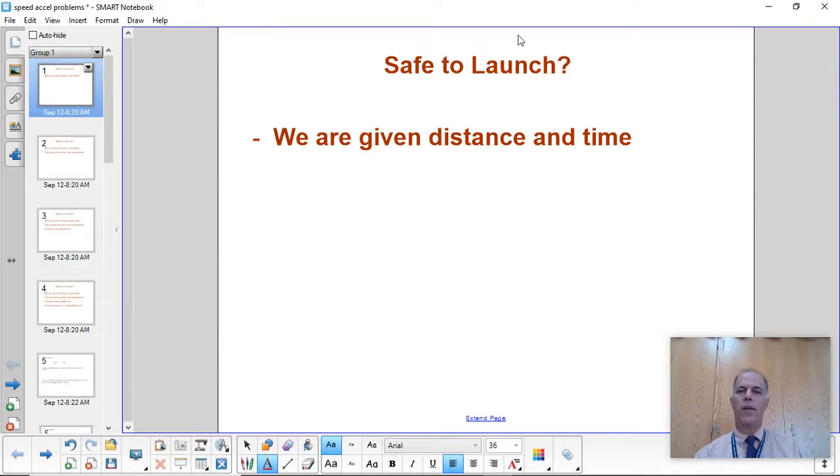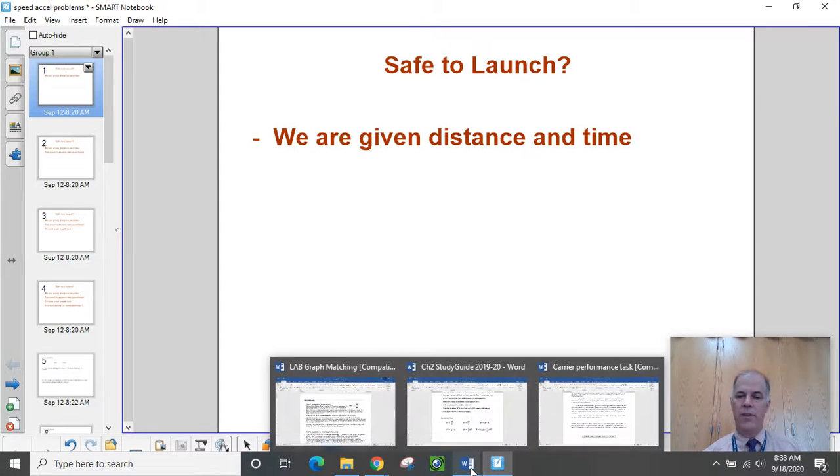So, what are we given in this one? We are given distance and time. As you read through the memo for the setup, the handout which is also posted with this assignment, you're going to have to find what the distance is that the planes move as they're launched. In other words, the length of the catapult and how much time it actually takes them to go. And that is in the information.